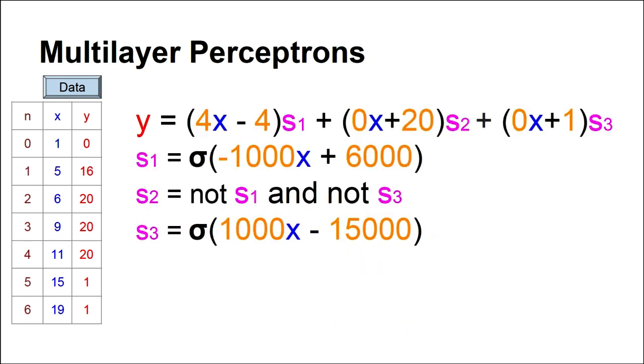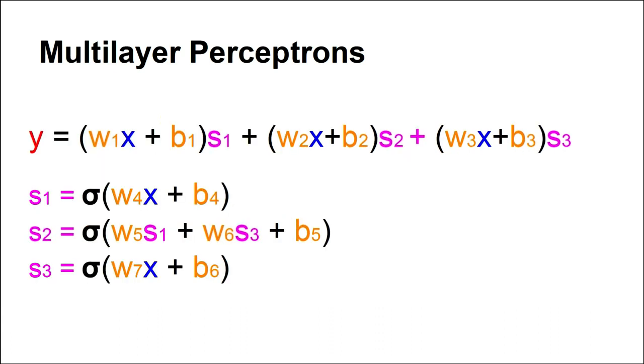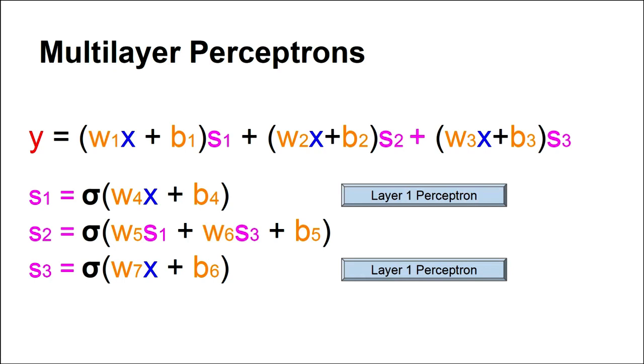And basically, what we need to do is to say that we want S2 to activate when S1 and S3 are not activated. So the way we can do this is to plug S1 and S3 into S2. So S2 is dependent on the values of S1 and S3. In the language of multi-layer perceptrons, S1 and S3 would be layer 1 perceptrons, and S2 would be a second layer perceptron because it depends on the values of the first layer perceptrons.